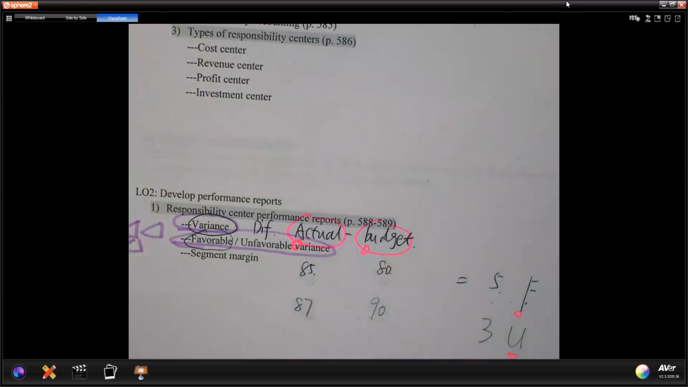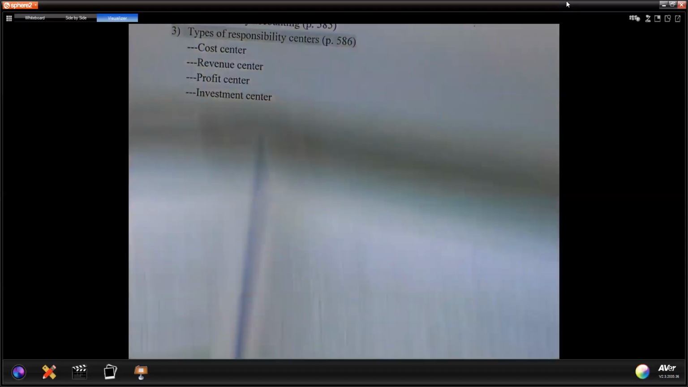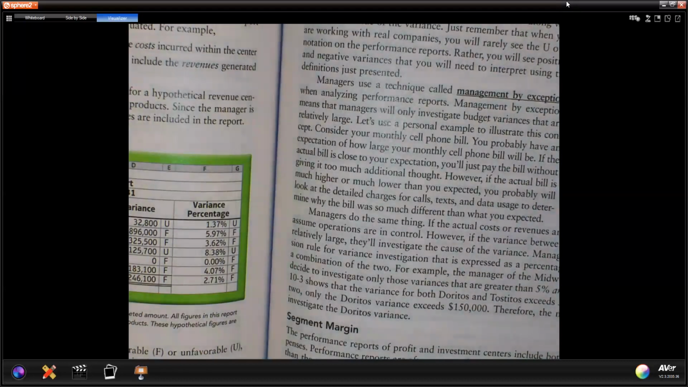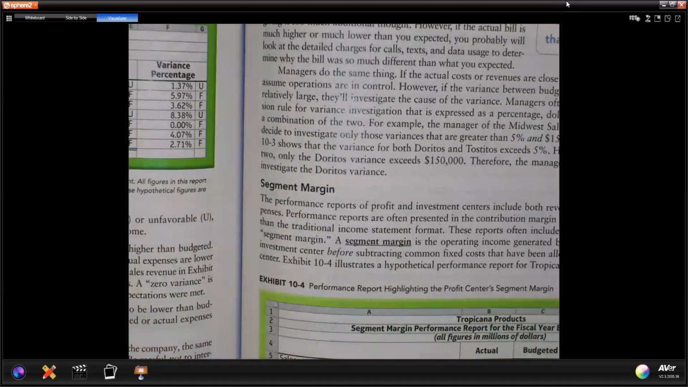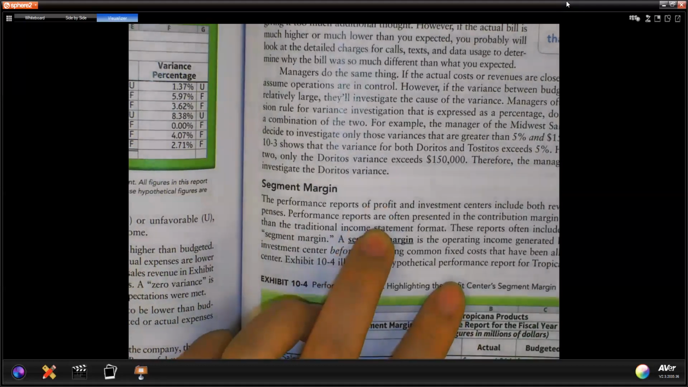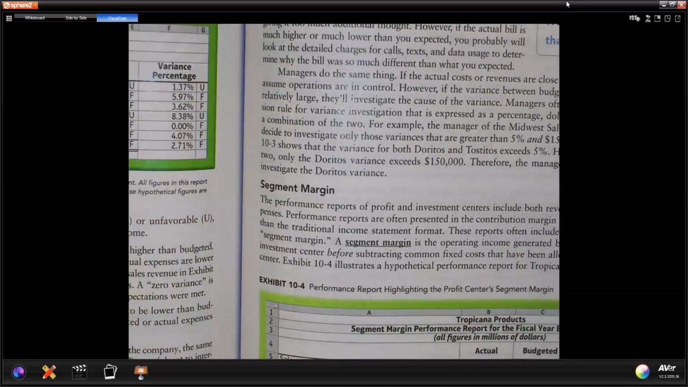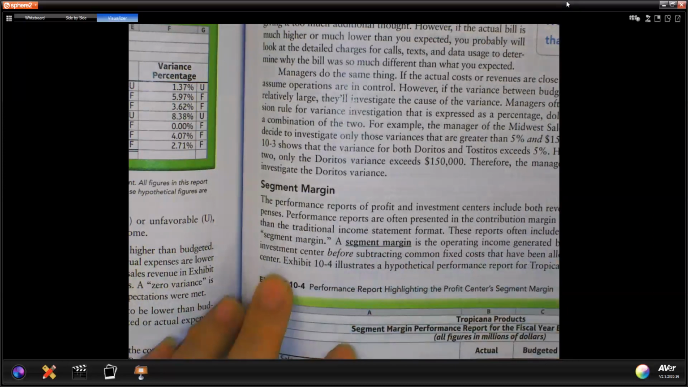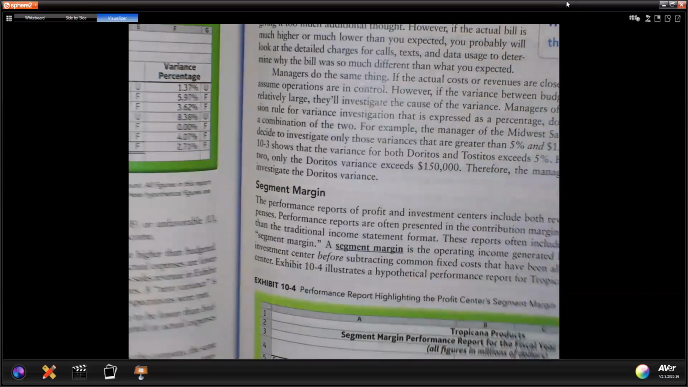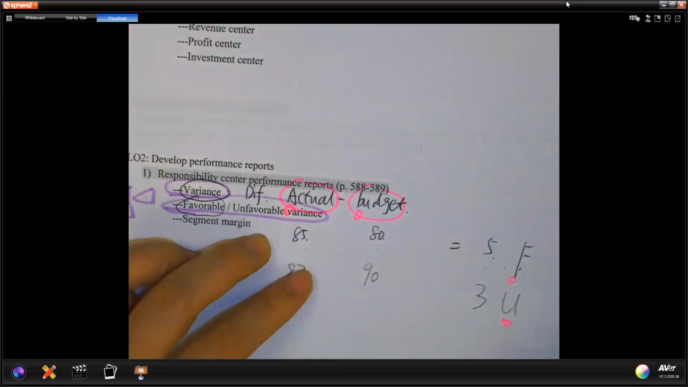Segment margin, don't really worry too much, but if you have any questions, ask active duty or my accounting lab. Just to make sure, segment margin is where we don't allocate some division cost to that segment. Some people say, hey, the general R&D is not my business, so why does my segment have to be accounted for that one? So segment margin is the operating income generated by a profit or investment center before subtracting some common fixed cost. That's some idea, as I always say, just for multiple choice.